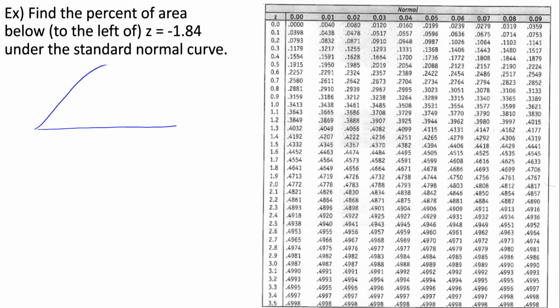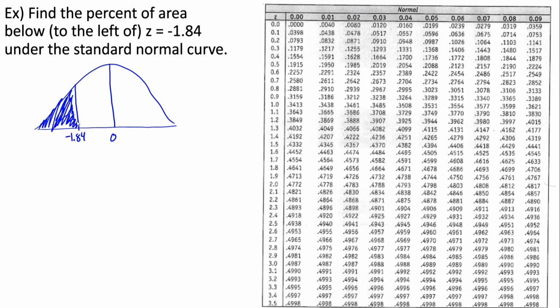So first we would draw our picture here. Put our mean in the middle, the z-score they mentioned, negative 1.84. We mark that down, and now we want to find the area below it or to the left of it, so we're going to shade everything underneath it.